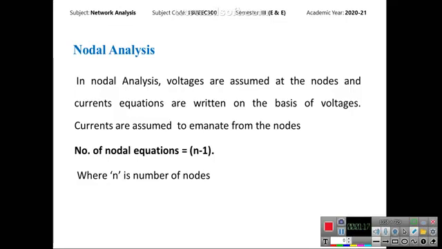So the number of nodal equations you have to write for a given network is equal to n minus 1, where n is the number of nodes. So in this analysis you first identify the number of nodes, then you mark the current in each branch. Then you can write the current equations in terms of whatever node voltages you assume.